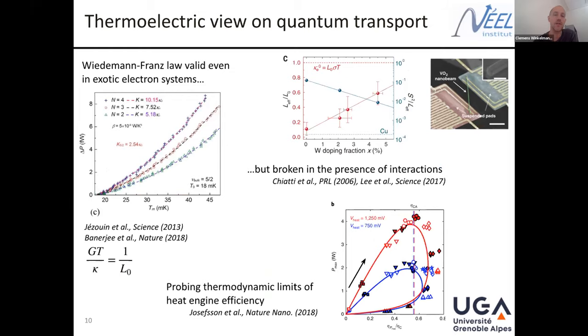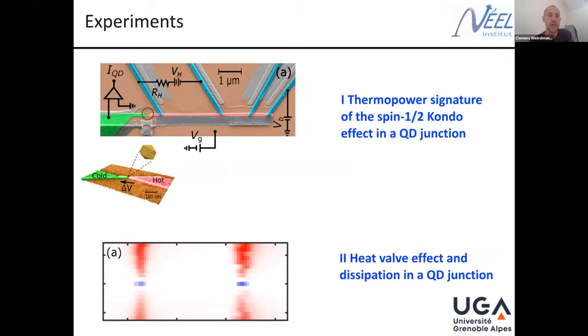So this is just to show you a few examples. Here we have quantum Hall physics being probed by thermal conductance and compared to the Wiedemann-Franz law. We have here systems with Coulomb interactions, and a nice work where quantum dot junctions are used as heat engines. So there's still lots of room for discovering new physics by looking at these systems from a thermal point of view.